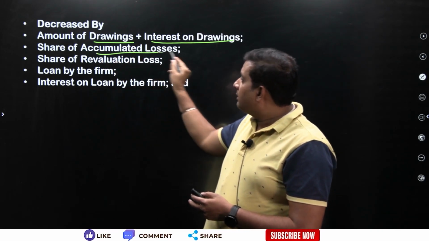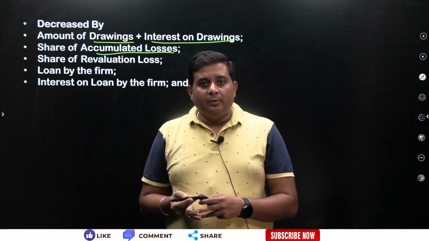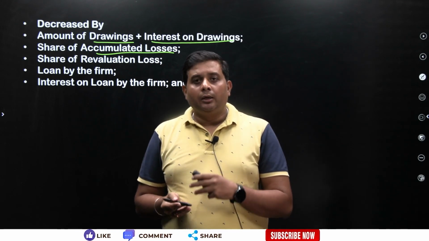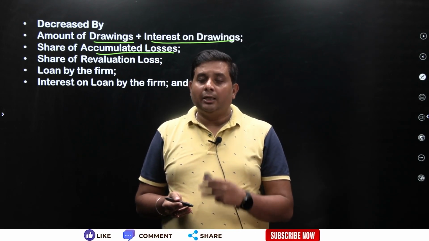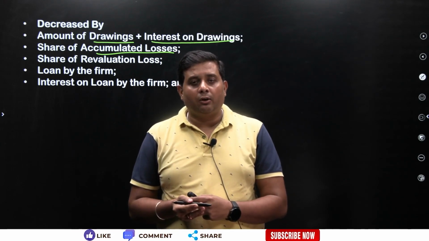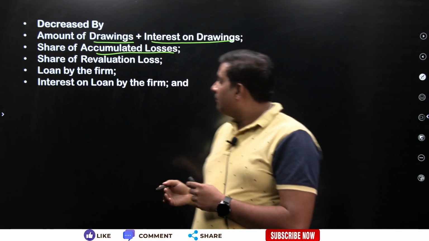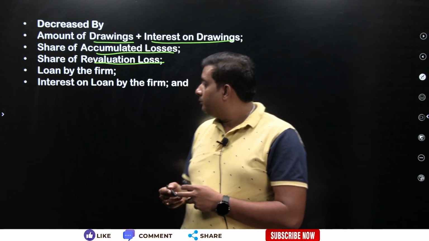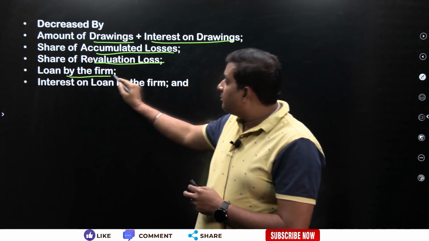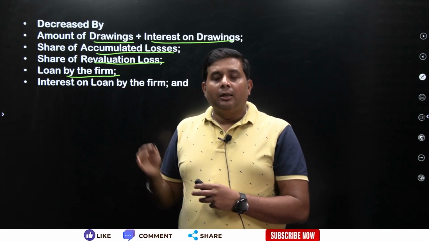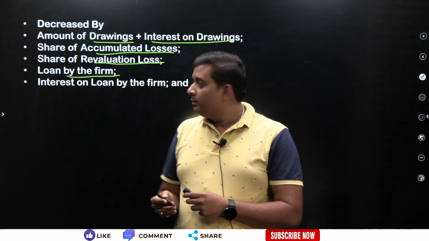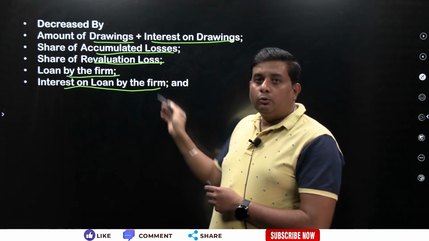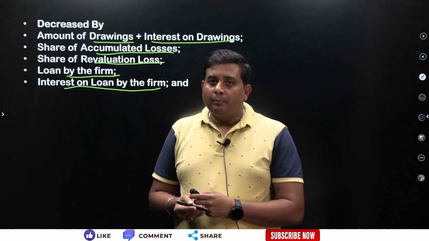Share of accumulated losses like deferred revenue expenditure, advertisement suspense account, P&L account debit balance, if it is given in the asset side of your balance sheet, has to be distributed amongst all the partners including the retiring partner in their old profit and loss sharing ratio on their debit side. Revaluation loss again should be distributed between the partners in their old profit and loss sharing ratio. Suppose a loan is advanced by the firm to the retiring partner, that also has to be considered in the debit side of partners capital account. Again, interest on loan by the firm, if given, also needs to be placed into the debit side of your partners capital account.